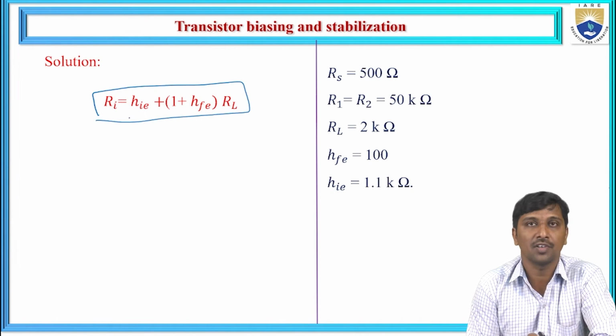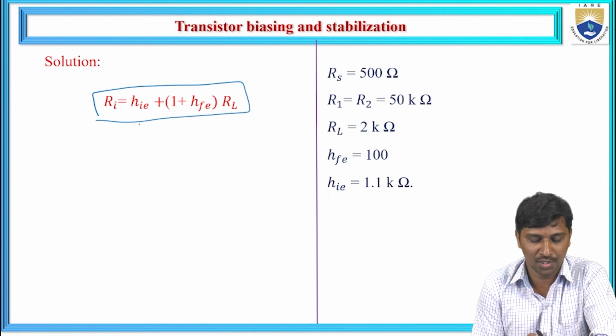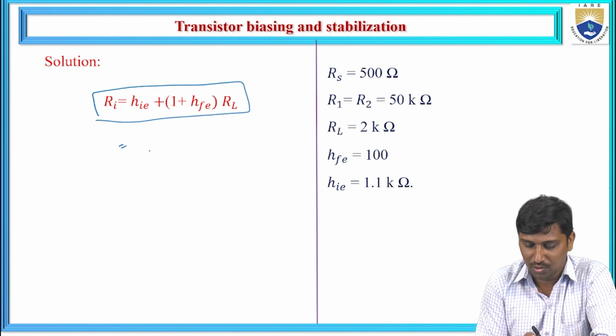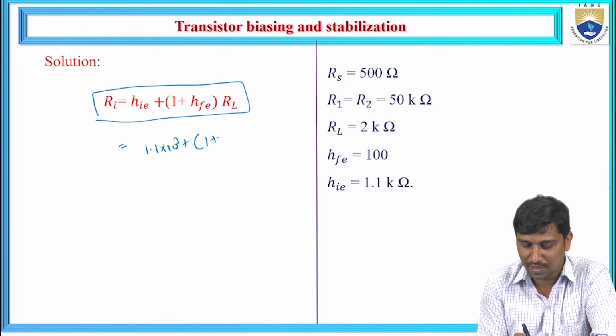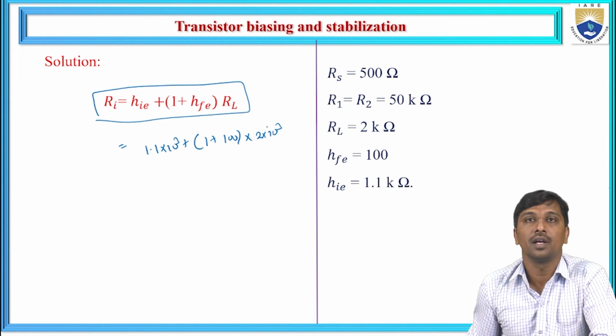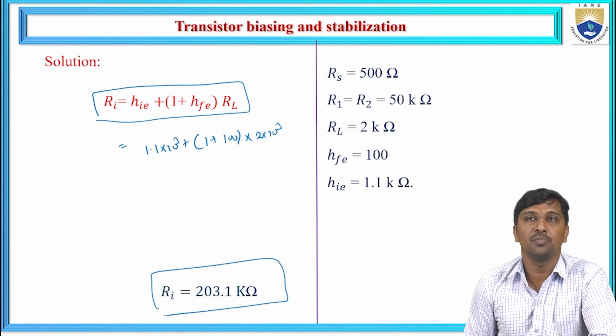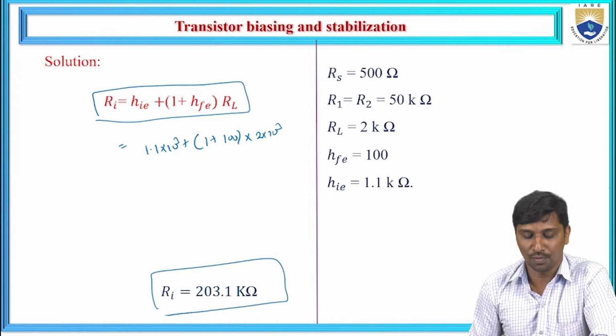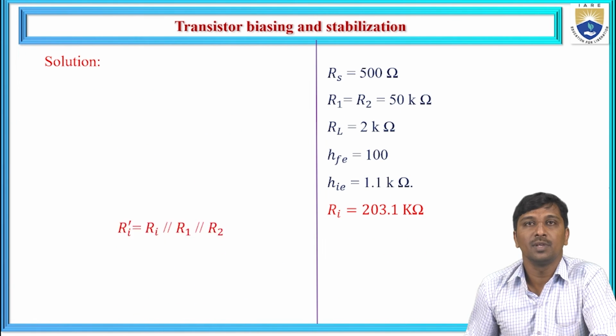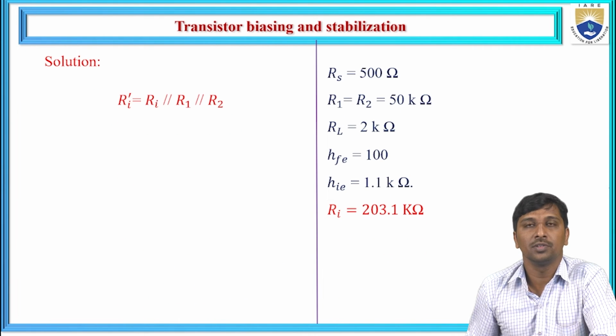For a common collector amplifier or emitter follower circuit, the input resistance is defined as hie plus 1 plus hfe times RL. So here the hie value is 1.1 kilo ohms plus 1 plus hfe is 100 times the load resistance, 2 kilo ohms. Solving this gives that the input resistance is 203.1 kilo ohms.